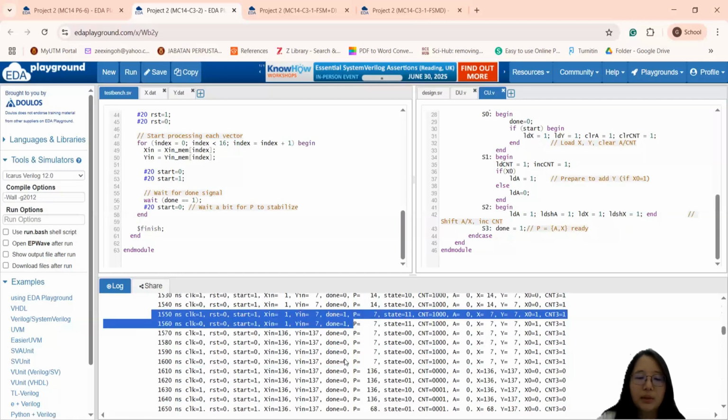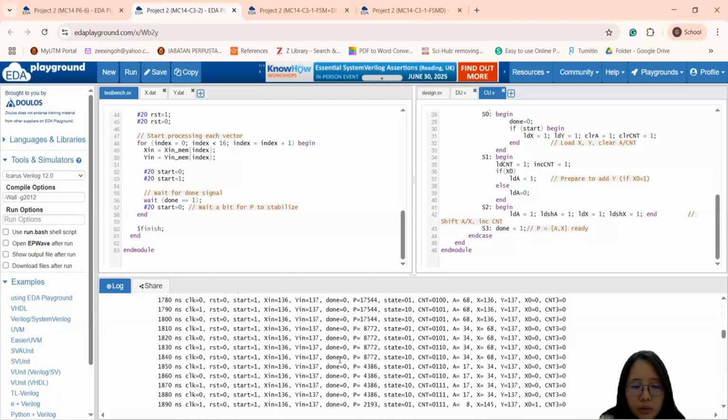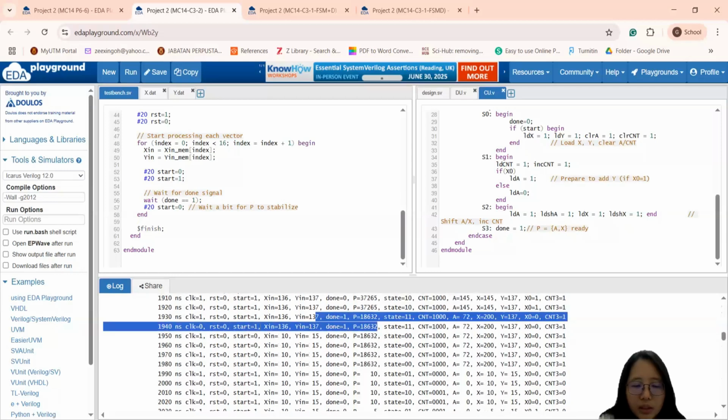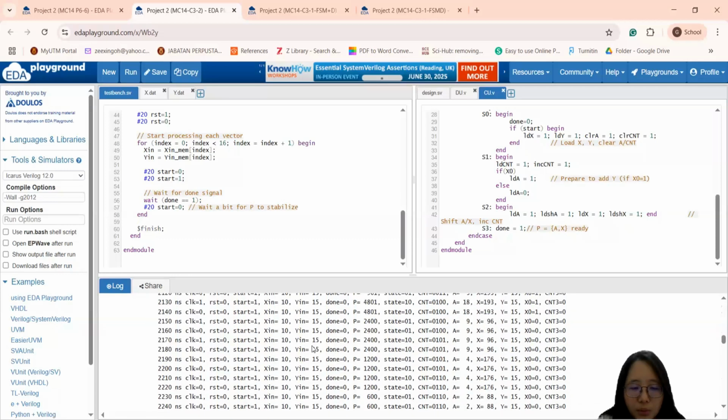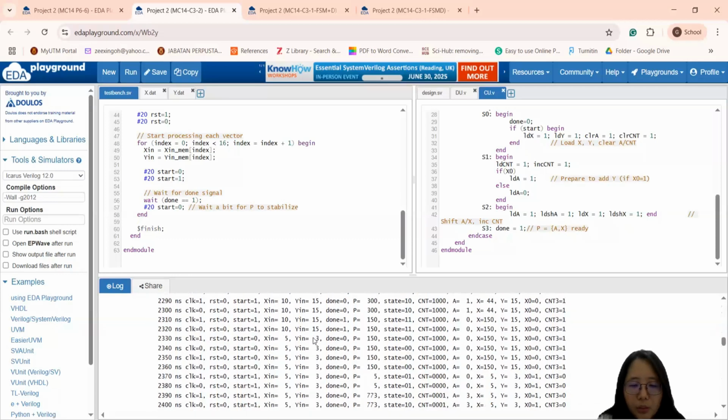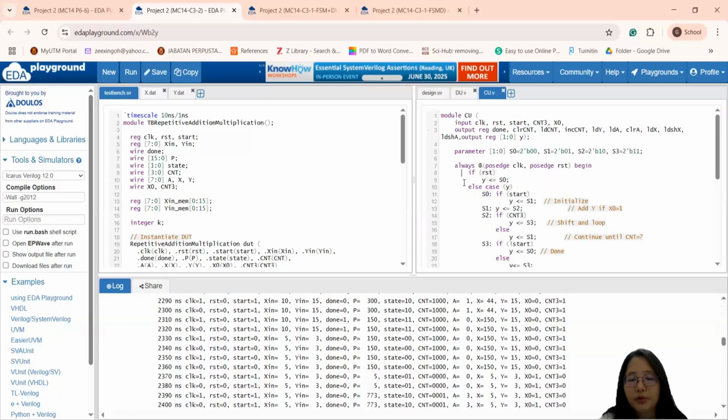And 136 multiplied with 137, we'll get 1x632. Then 10 multiplied with 15, we'll get 150. So from the results, we can say that the multiplier version 3 is functioning correctly.